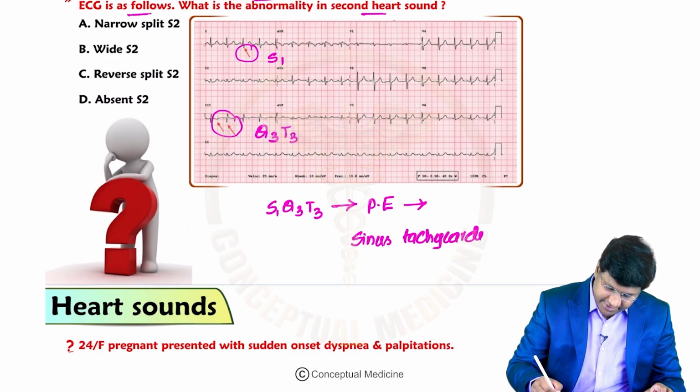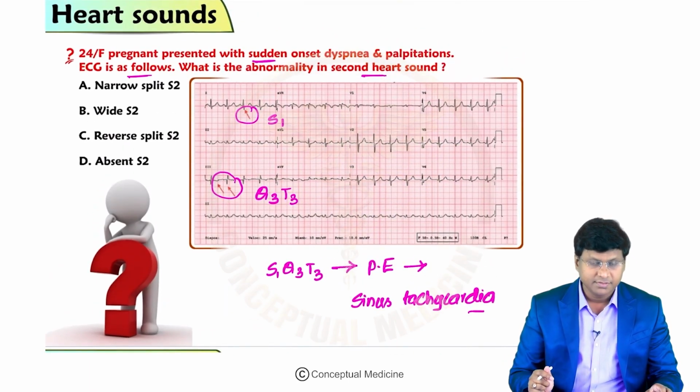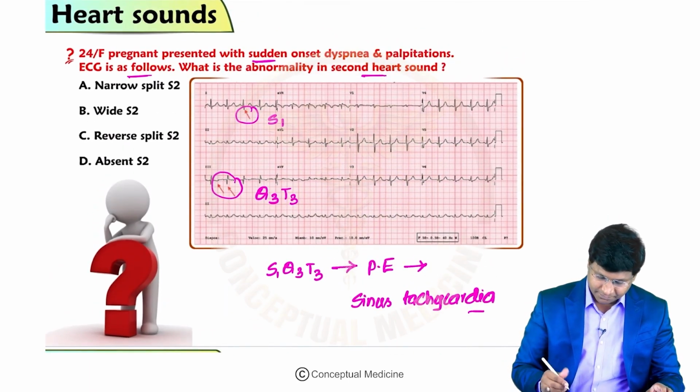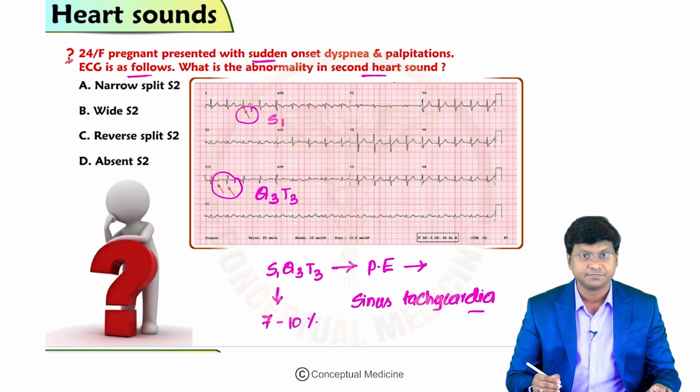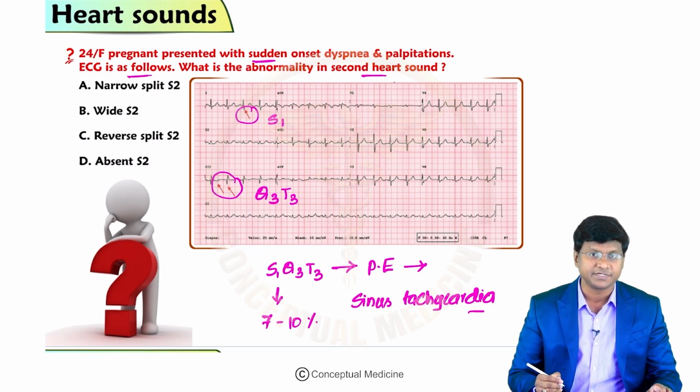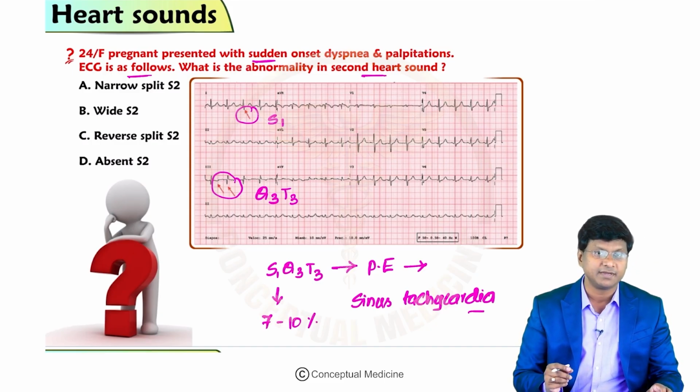So sinus tachycardia is the most common ECG finding in patients with pulmonary embolism. Now the S1 Q3 T3 pattern is present in almost 7 to 10% of patients. Now in patients with pulmonary embolism, what will be the abnormality related to the second heart sound?